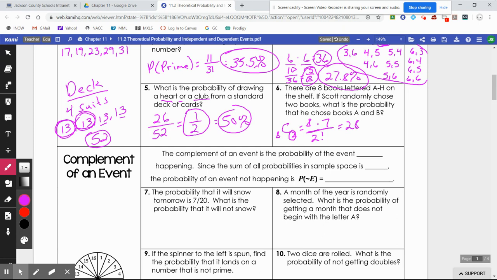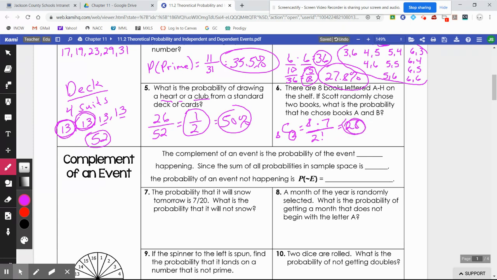Well, what about choosing books A and B? Well, that's one of the 28 choices, because I could choose A and B, or A and C, or A and D, or A and E, and through H. Or I could choose B and C or B and D. B and A and A and B were the same thing. So if you took and listed all those, there'd be 28 different ways.